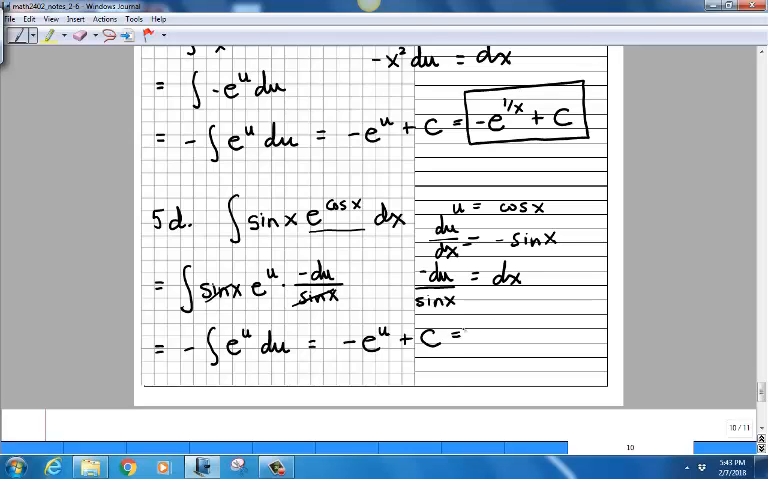And now let's undo our substitution. So we just have to substitute for u, cosine of x. So here's our antiderivative. It's minus e to the cosine of x and then plus the constant.